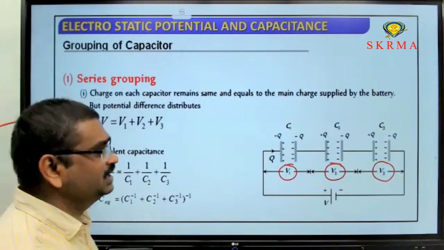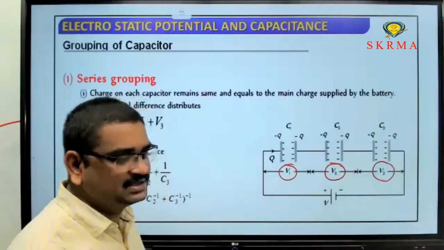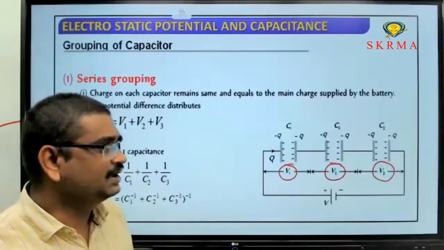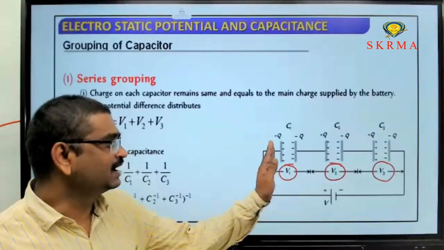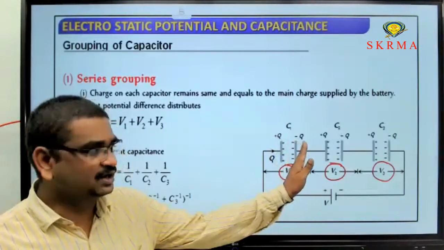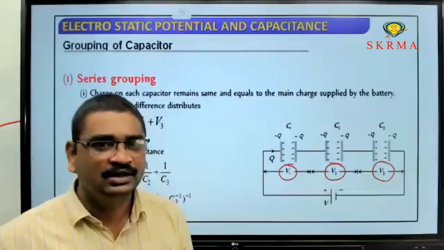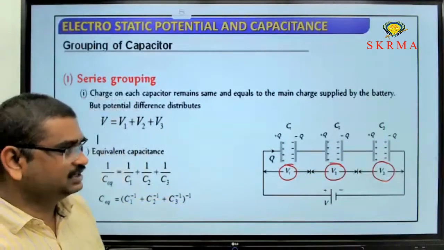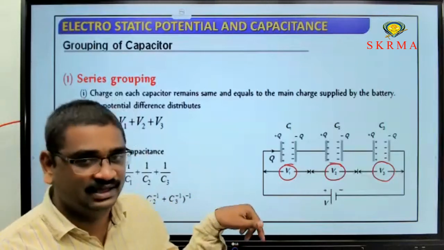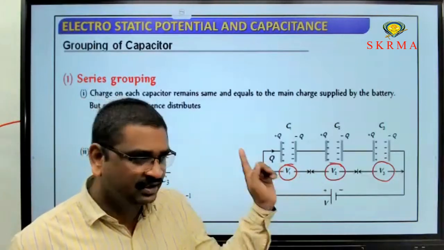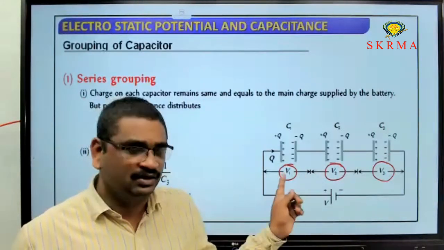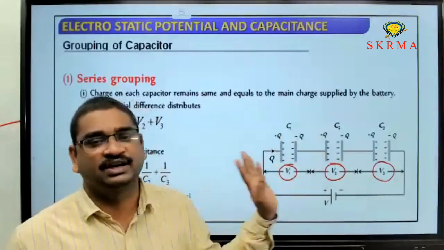Now, what about charge? Charge is the same for all the capacitors. For this plate positive, for this plate negative; similarly this one positive, this one negative, this one positive, this one negative. So this charge is independent of capacitance, in a series connection the charge is constant.